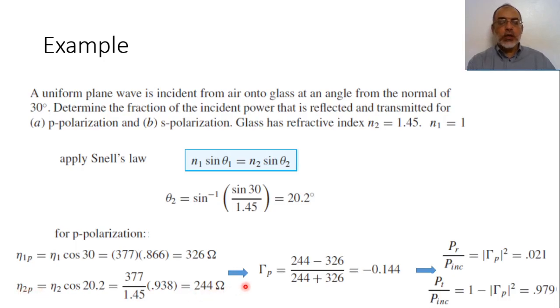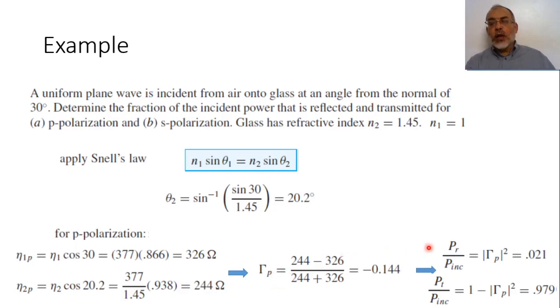Now the reflection coefficient gamma parallel equals eta 2 parallel minus eta 1 parallel over eta 2 parallel plus eta 1 parallel. By applying the values of eta 2 parallel and eta 1 parallel, we obtain that the reflection coefficient is minus 0.144. The amplitude of the reflection coefficient is 0.144 and its phase is pi. This is the value of the reflection coefficient, the ratio of electric field to electric field.